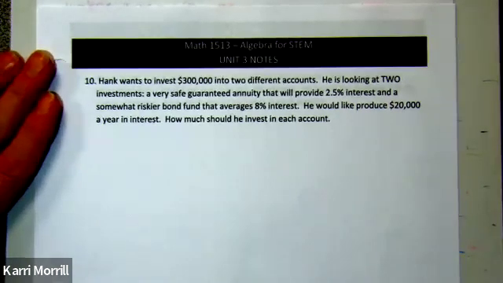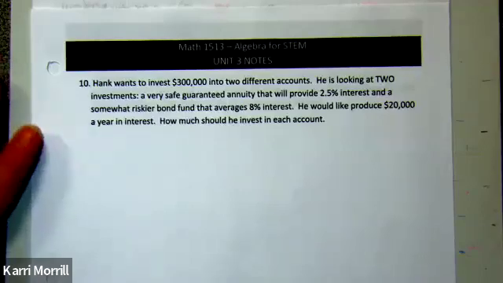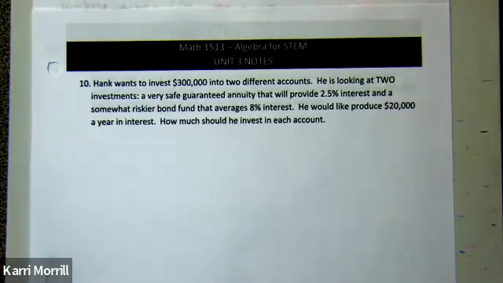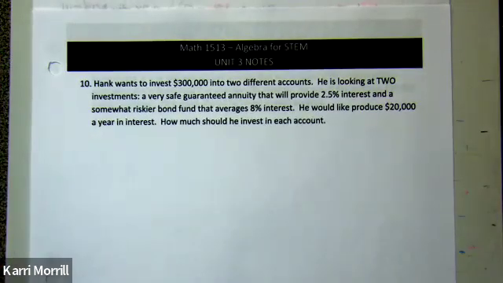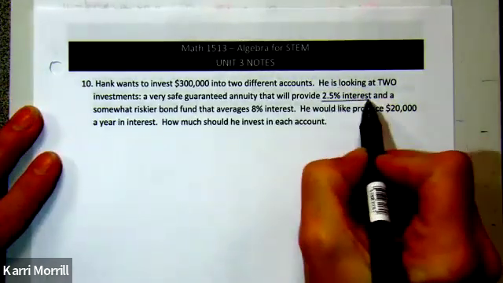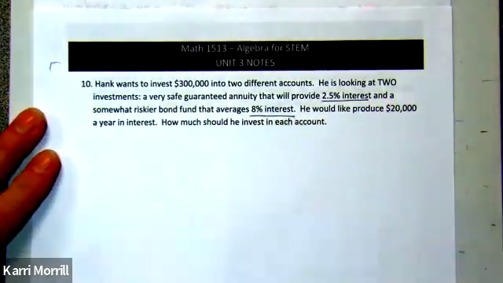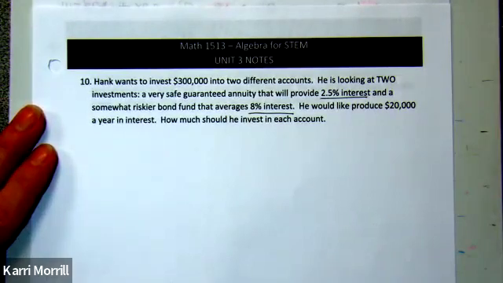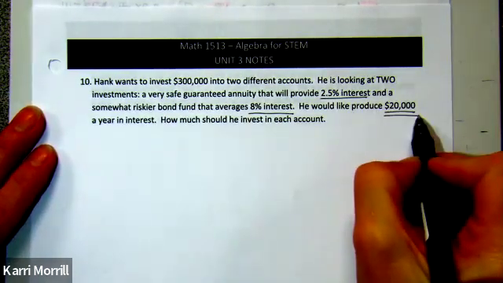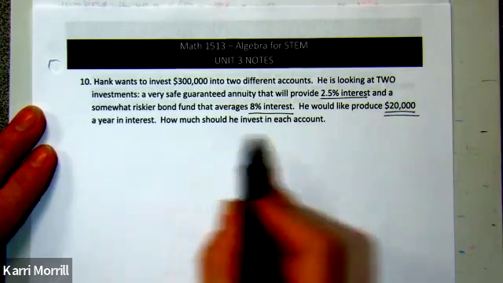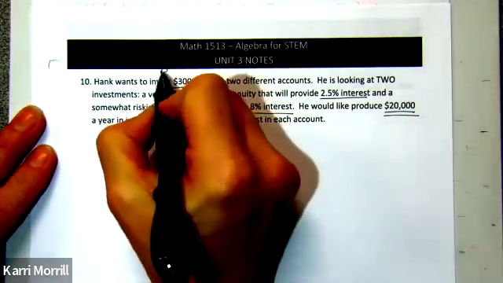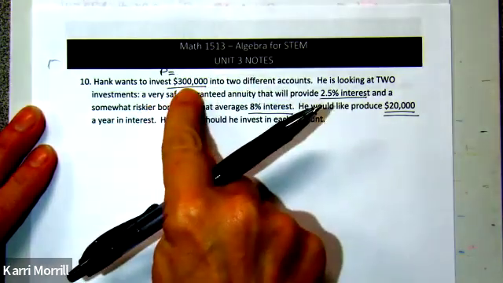Here's a word problem. Hank wants to invest $300,000 into 2 different accounts. He's looking at 2 investments, a very safe, guaranteed annuity that will provide 2.5% interest, and a somewhat riskier one that's 8.8% interest. He wants to produce $20,000 of interest in a year. How much should he invest? So this is his initial investment. That's the amount of principal he's going to invest.